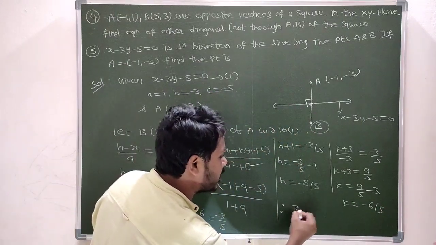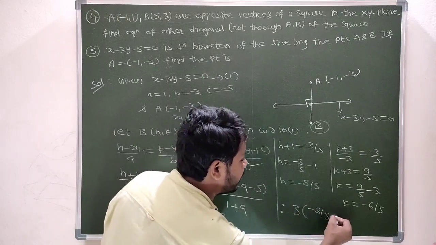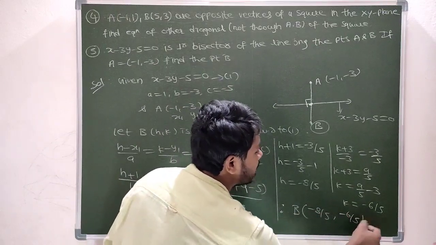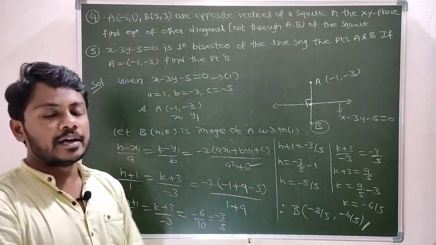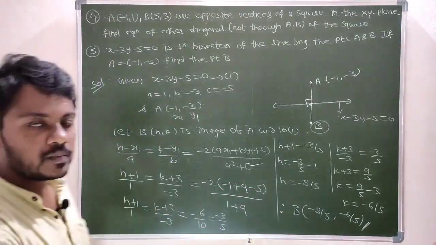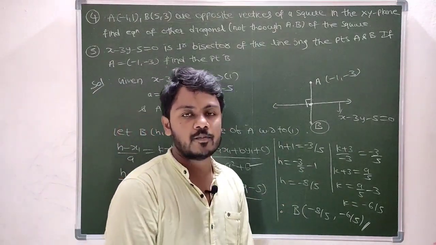Therefore, the coordinates of B are what? (Minus 8 by 5, minus 6 by 5). Okay. So this is the required point. So for the next session we will discuss more problems.